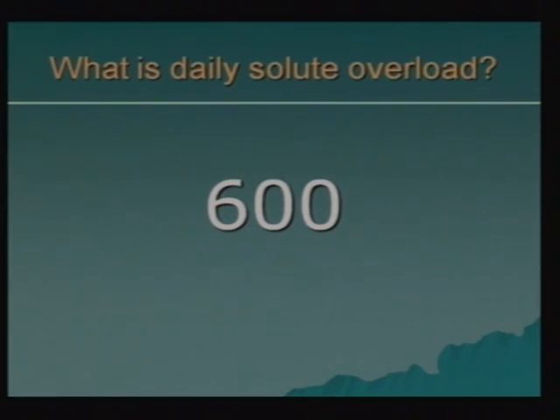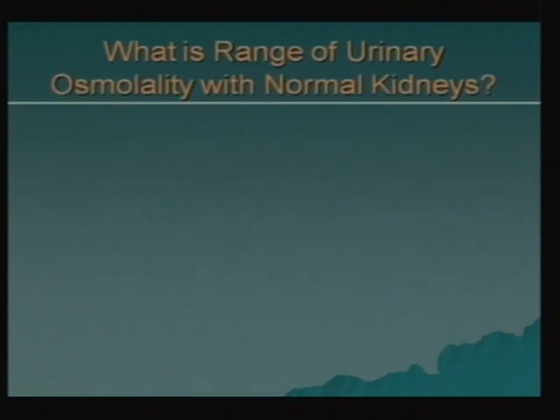This is 600 milliosmoles per day. These many osmoles you have to get rid of from the body, whether they consist of sodium, urea, creatinine, uric acid, or whatever is excreted in the urine, or drugs. So in order to get rid of these 600 milliosmoles, the next question is: what is the range of urinary osmolality with normal kidneys?